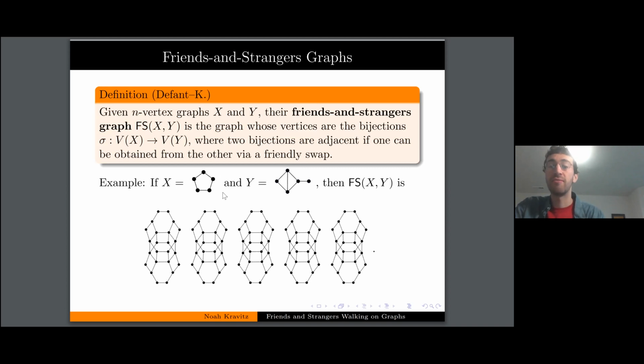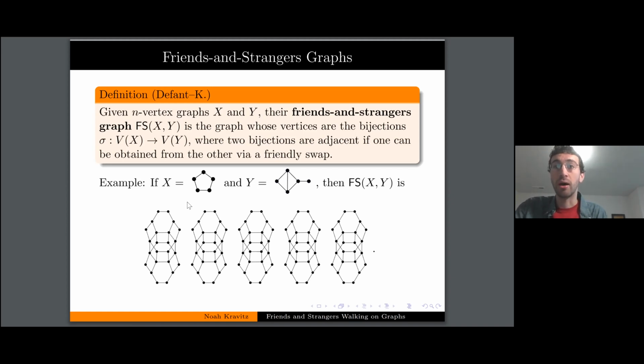If X is this 5-vertex cycle graph and Y is this graph here, then the friends and strangers graph looks like this. So you can see there's a lot of symmetry and a lot of structure going on. We have 5 isomorphic connected components, each of which has a lot of internal symmetry. And actually, we'll see later in the talk why there should be 5 connected components here, and this comes sort of from the fact that this graph X is a cycle.